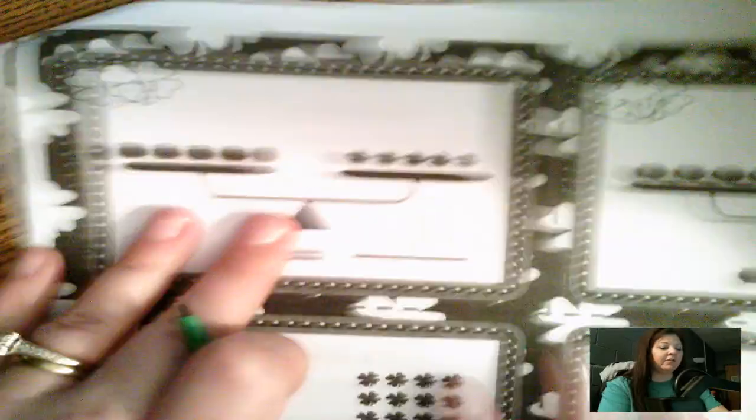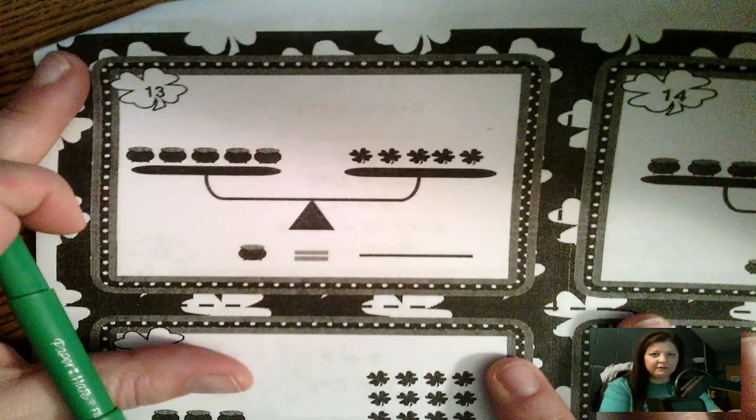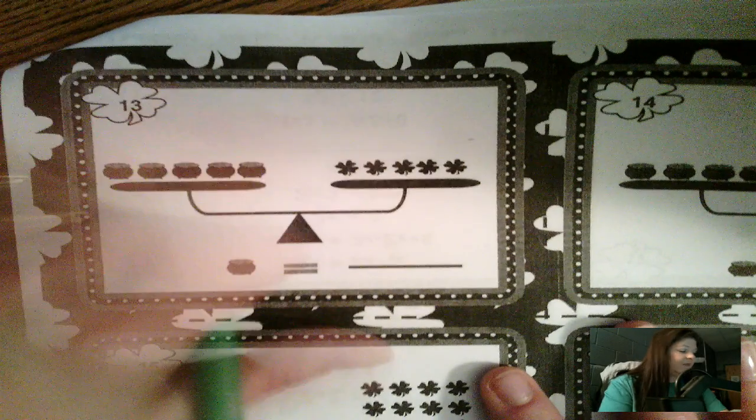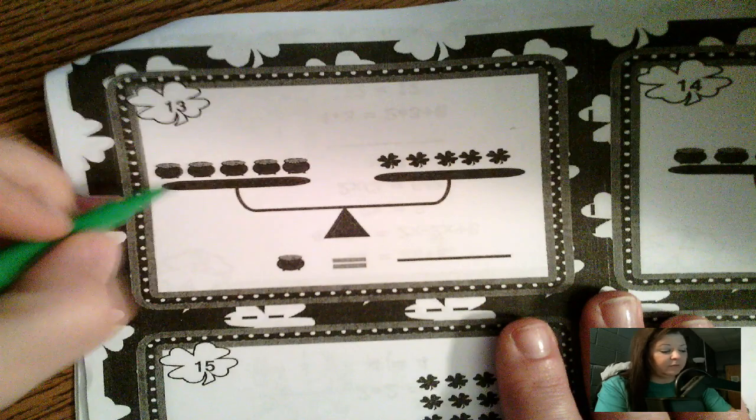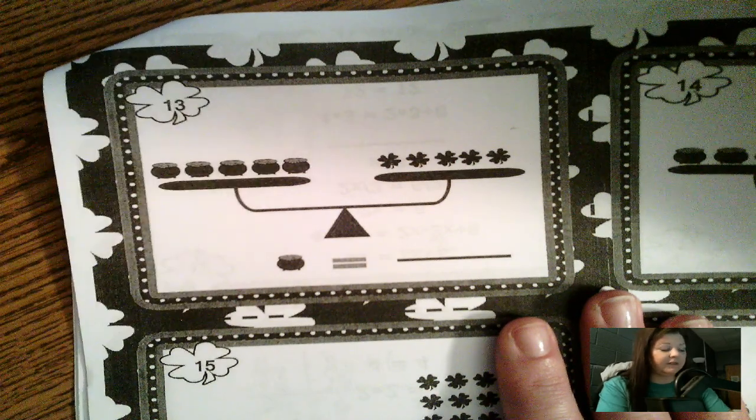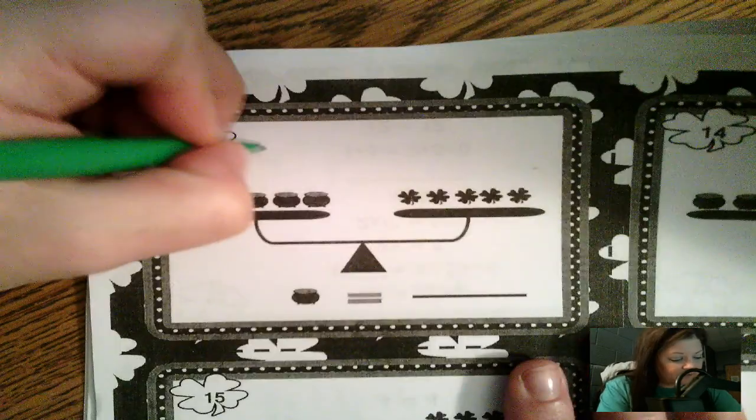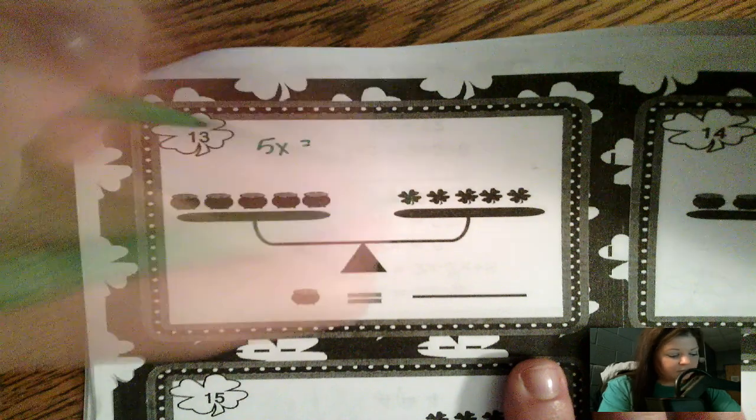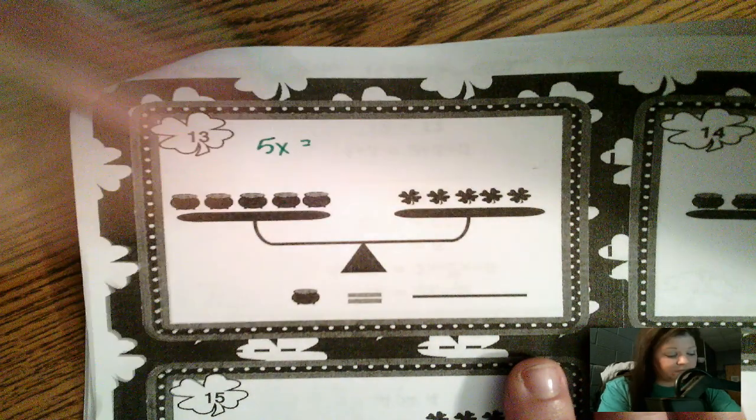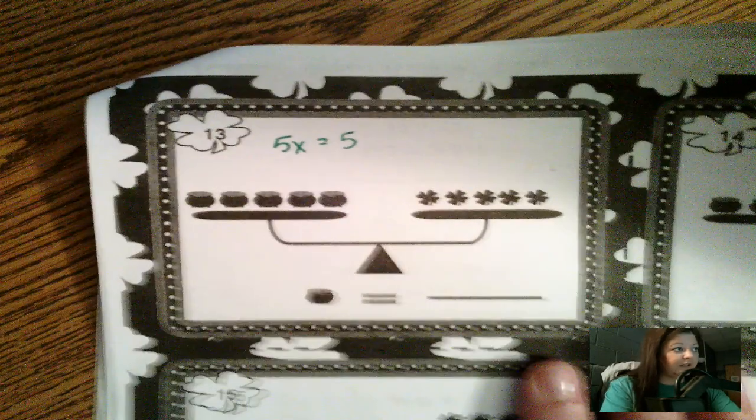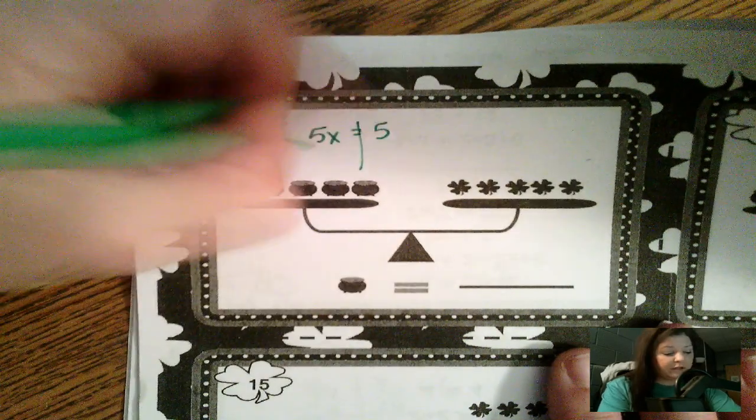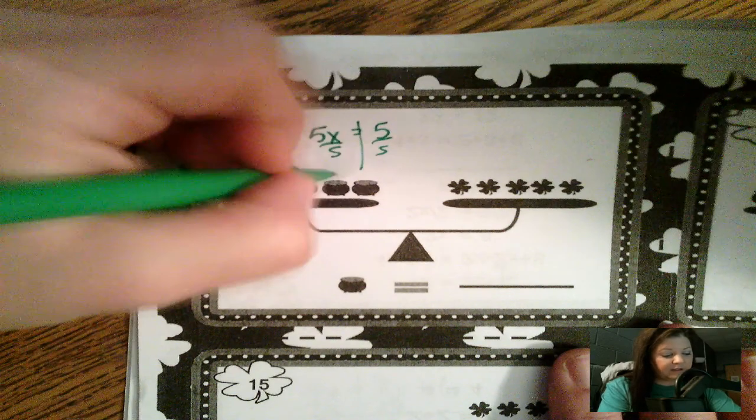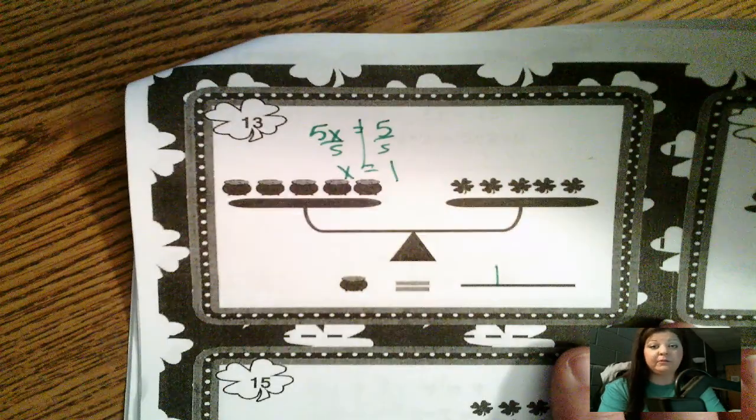So now we are on clover card 13, and it looks like we have 8 more to go, so let's do these 4. We have 1, 2, 3, 4, 5 pots of gold, so that is 5x is equal to 1, 2, 3, 4, 5 clovers. So we put that on that side, and if we draw a line for balance, we divide by 5 on both sides, and x is equal to 1. So we have 1 clover and 1 pot of gold. Okay.